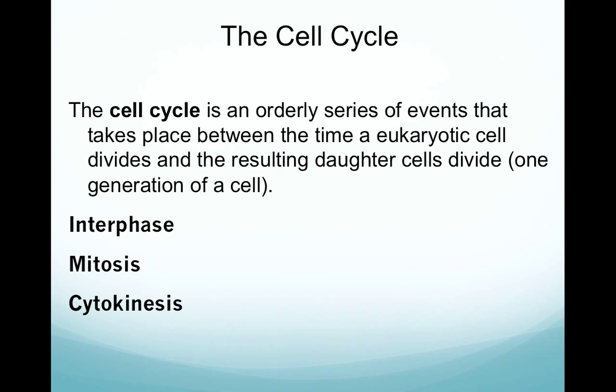Let's talk about mitosis and the cell cycle first. The cell cycle is an orderly series of events that takes place between the time a eukaryotic cell divides and the resulting daughter cells divide. So it is one generation of a cell. This does not involve meiosis, which is a specialized event that only takes place in the gonads. The cell cycle is divided into 3 general phases: interphase, mitosis, and cytokinesis. It is very tightly controlled. There are checkpoints during the process that can put a halt to it if something goes wrong.